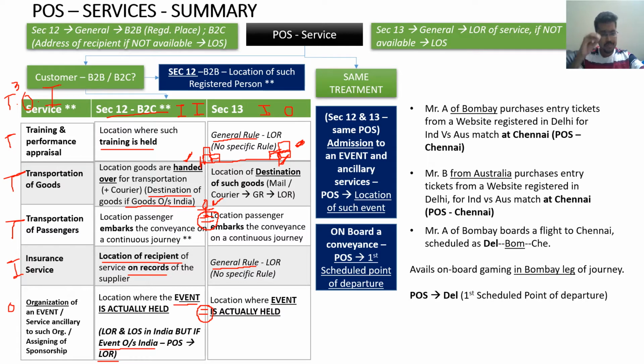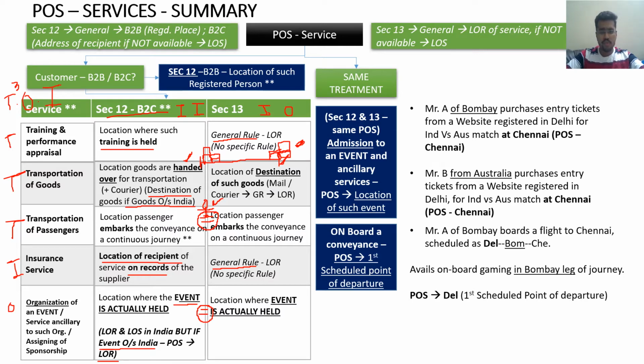However, if it is happening in Switzerland, but the event manager and the customer, the bride or the groom, are both in India. The supplier, the event manager, and the customer are both in India, but the destination wedding is happening in Switzerland, right? In that case, the destination is outside India. So will the POS be outside India? No, because the LOR and LOS are in India. In that case, the place of supply will be the location of the recipient, wherever the customer is located, right? So this is the proviso we saw, and the corresponding section 13, guys.